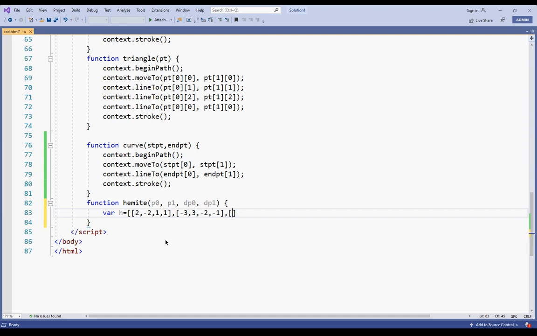Next will be 2 zeros, 1 comma 0, and last will be 1 0 0 0 comma 1 comma 0 comma 0 comma 0. So this is my H matrix. If you remember, it is a 4 by 4 matrix. Just verify this and let me know whether this matrix is correct or not, which we have derived earlier.